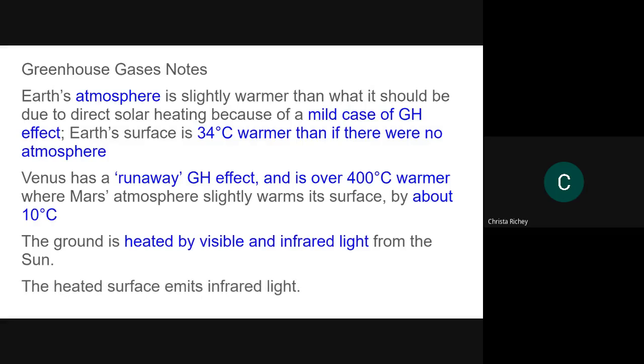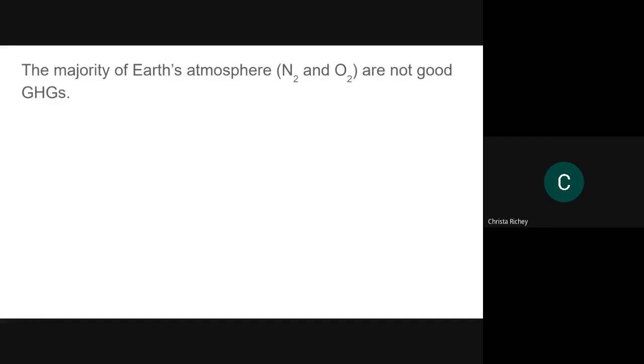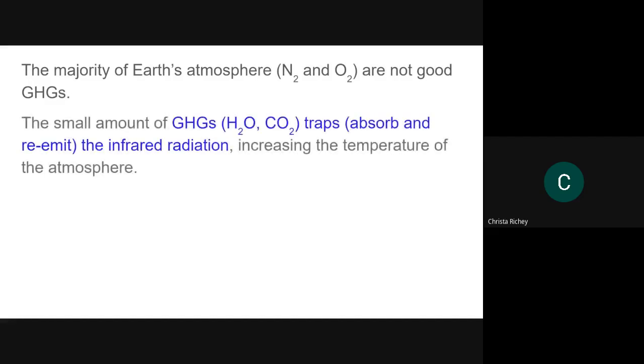And so this is actually mentioned on the next slide. I should have taken that one off. It's just somebody that said nitrogen and oxygen gas. They are not greenhouse gases. They do not trap infrared.